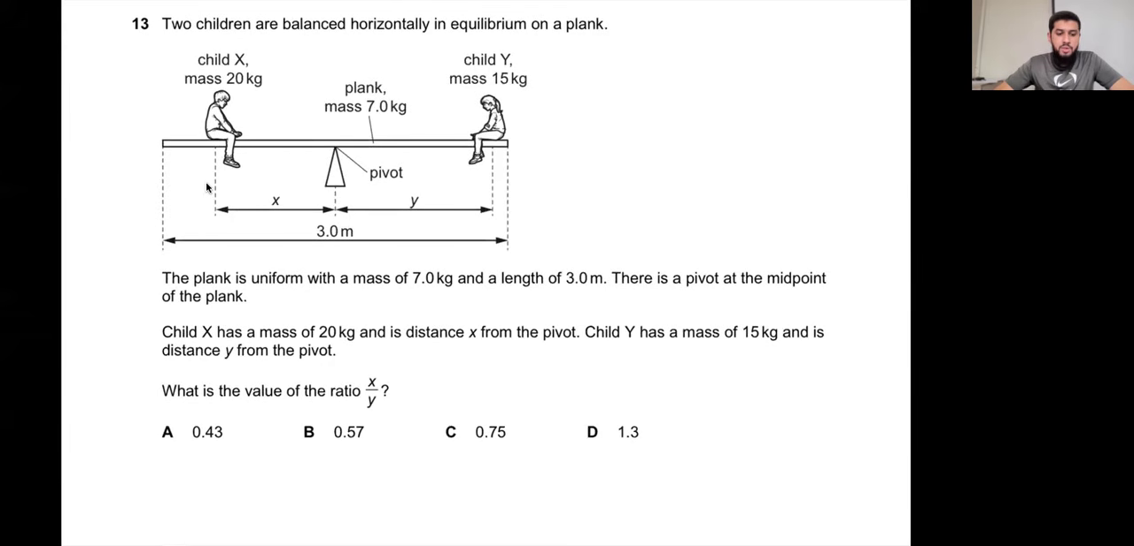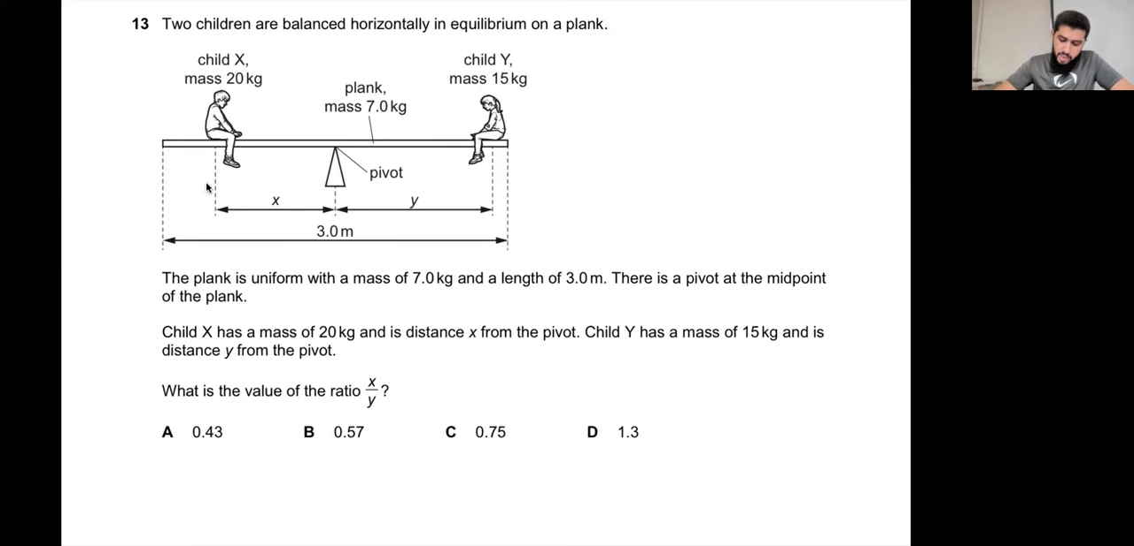Question 13 says two children are balanced horizontally in equilibrium on a plank. Child X has a mass of 20 kg. Child Y has a mass of 15 kg. The plank is uniform with a mass of 7 kg and a length of 3 meters. There is a pivot at the midpoint. So it's uniform, which means that the center of gravity lies at the exact center, at the geometric center, at 1.5 meters from either end.